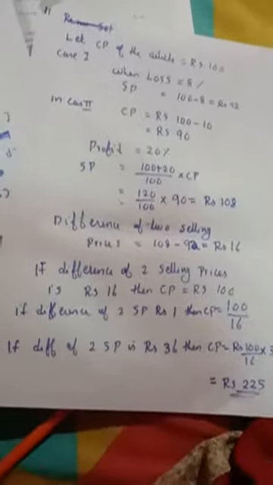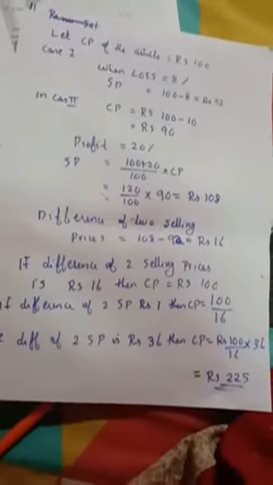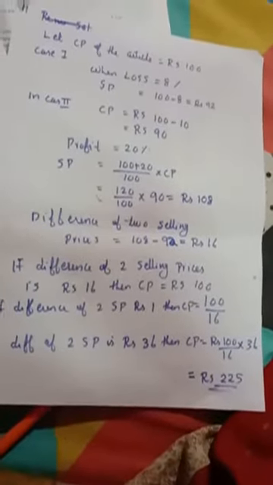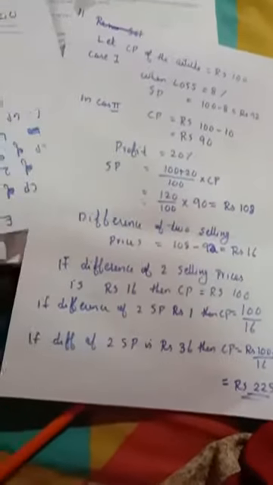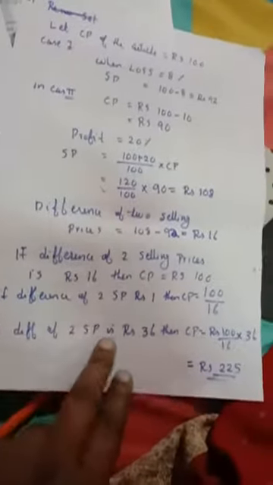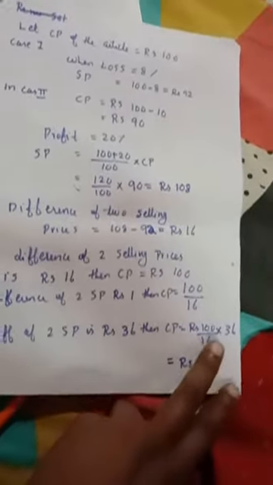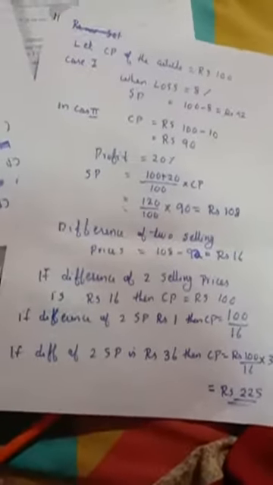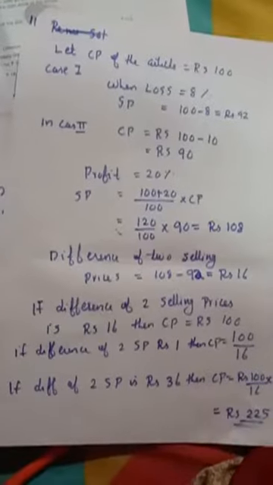If difference of two SP is rupees 36, then what is CP? So if the difference of 2 SP is rupees 36, then CP is 100 by 16 into 36, 225 rupees, 225. Okay.